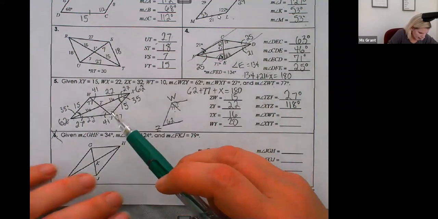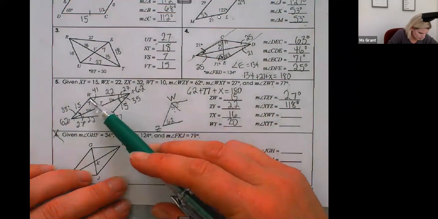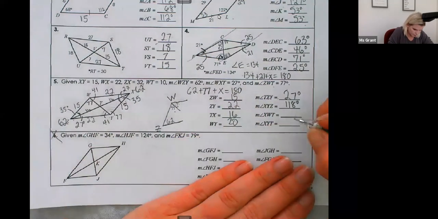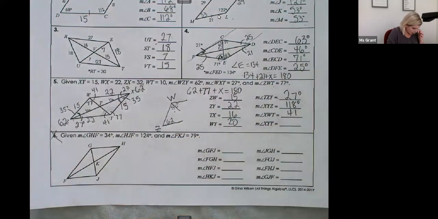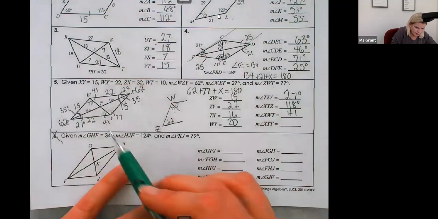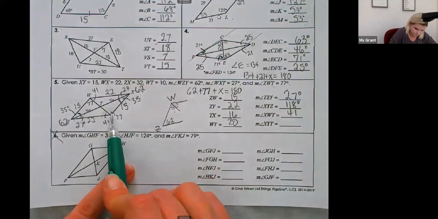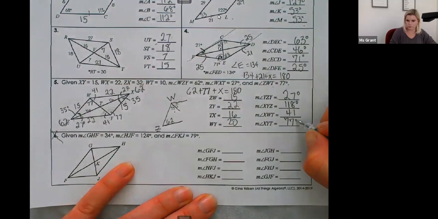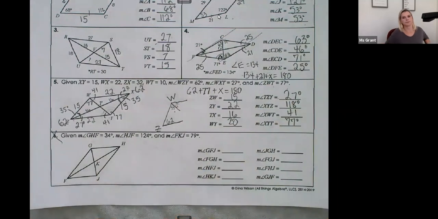XWT. XWT 41. We did that one. And then XYT. This little one right here was 77. Okay. All right, so I need to skip number 6. We just, yeah, we need to go. We gotta go.